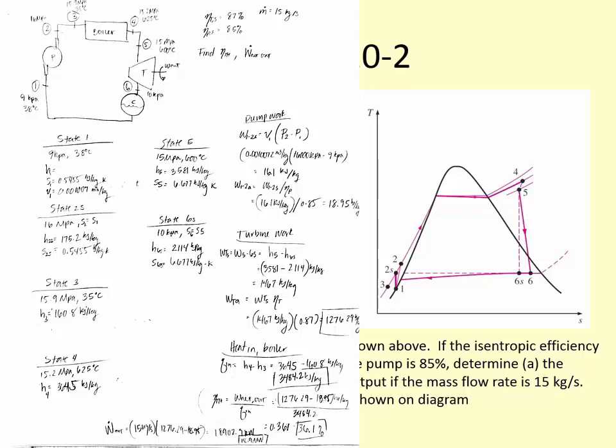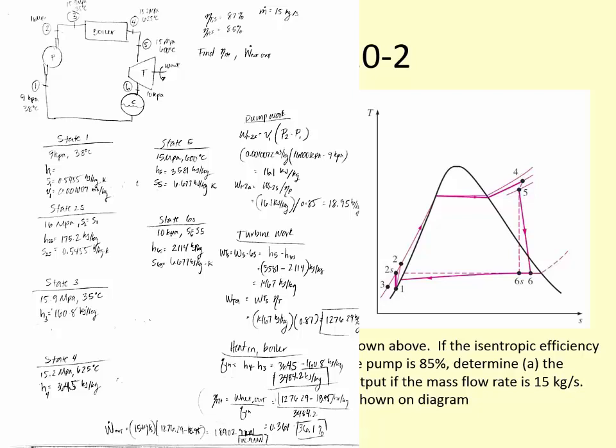We could also calculate the isentropic thermal efficiency if it were isentropic using this value and this value, but we're not doing it that way. So then the net power output is going to be this work of the turbine out minus the work of the pump in, multiplied by the mass flow rate of 15 kilograms per second. So that's 15 kilograms per second multiplied by 1276.2 minus 18.95, which is equal to 18.9 megawatts.